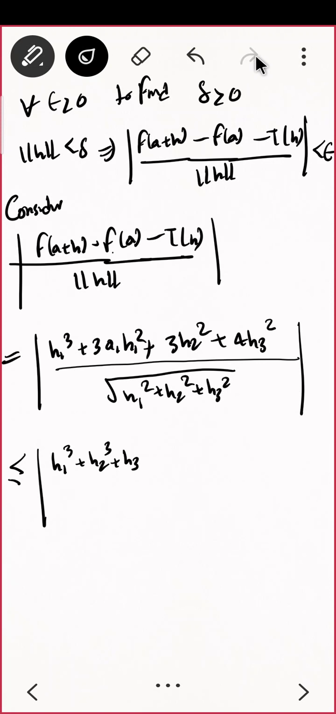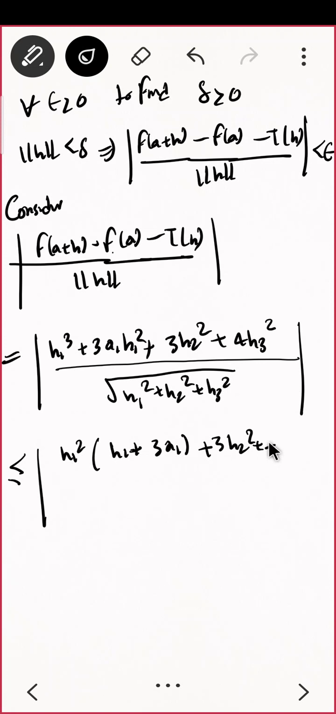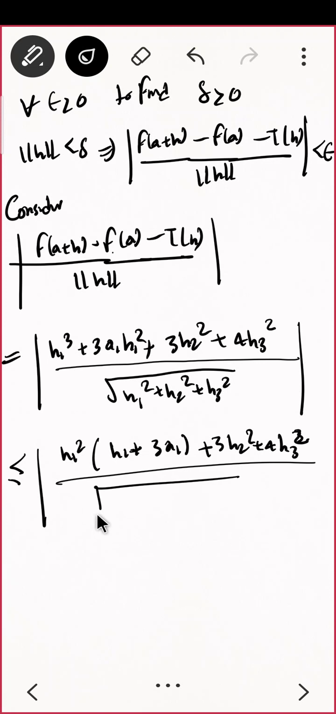so it was okay. I want to relate with this guy, na? So h1 cube is there, so no, I have to take that. See, h1 square taken common. Yeah, then this will be, that is okay. This will be h1 plus 3e1, and this will be 3h2 square plus 4h3 square again, and that is divided by root of this, h1 square plus h2 square plus h3 square.